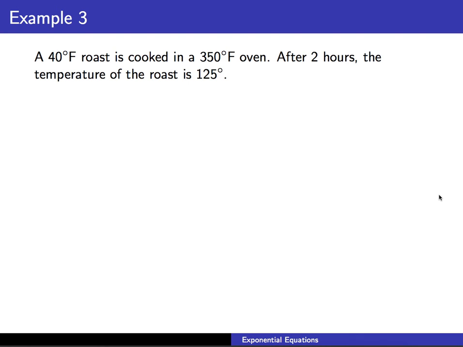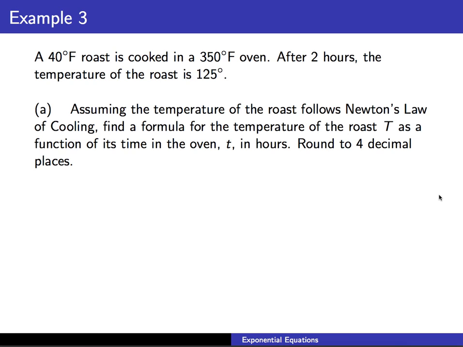So example 3: a 40-degree roast is cooked in a 350-degree oven. After 2 hours, the temperature of the roast is 125 degrees, which for me would be just fine, but I understand some people want their food cooked a little longer. And so part A, we're going to assume that the temperature of the roast follows Newton's law of cooling. Find a formula for the temperature of the roast, T, as a function of its time in the oven, lowercase t in hours. Round to 4 decimal places.